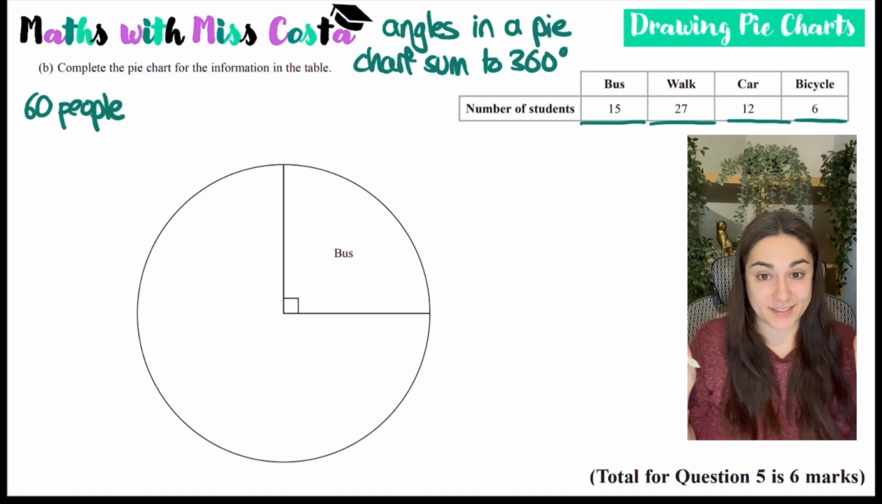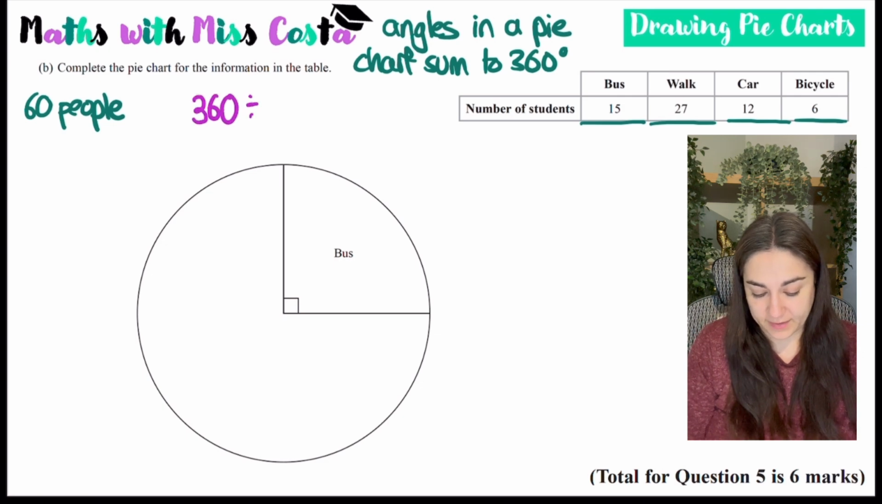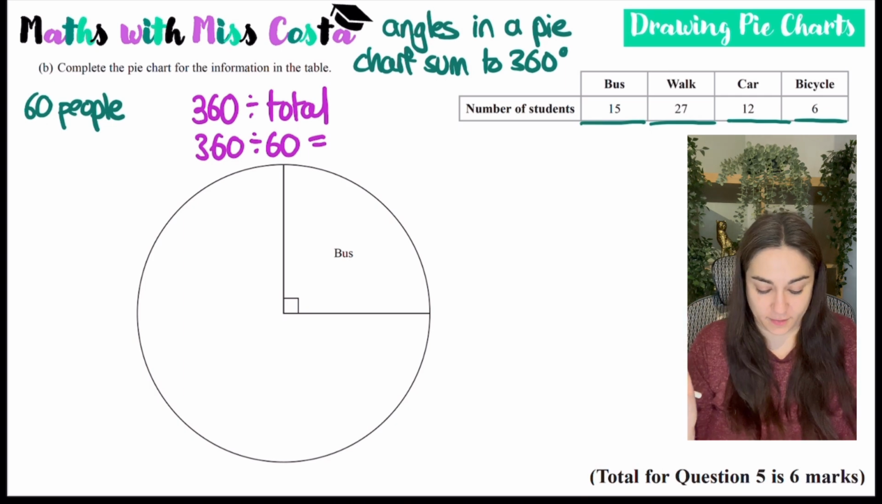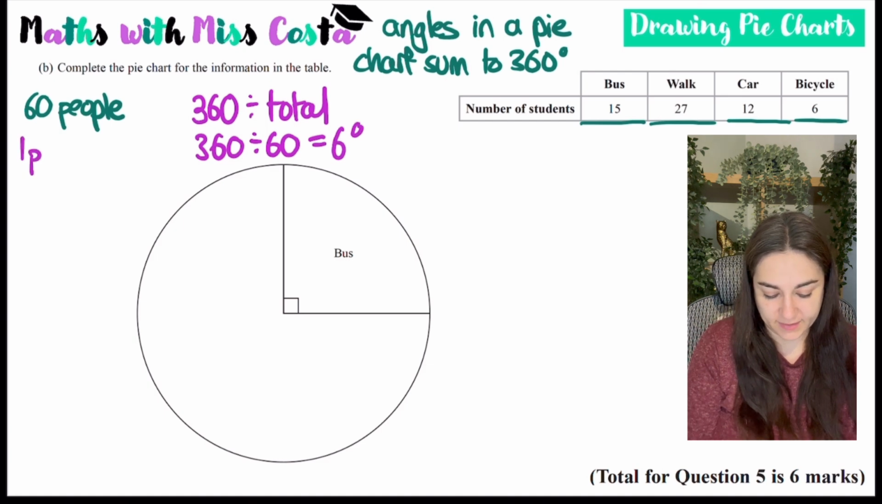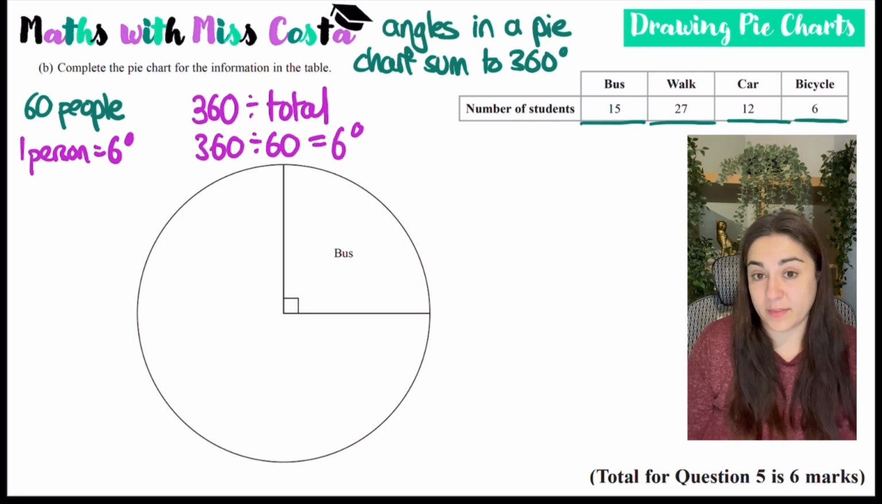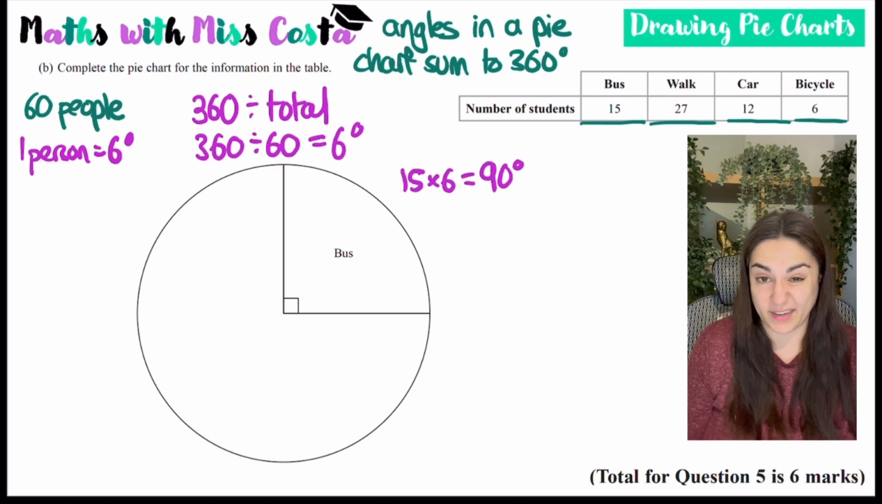So what you do first, whenever doing a pie chart, you're always going to do 360 divided by your total. So in this case, I'm going to do 360 divided by 60 in order to figure out how many degrees one person takes up. So 360 divided by 60 is 6 degrees. So I know that one person takes up 6 degrees on my pie chart. So then they've already done the first one for me. So 15 times 6 is 90 degrees.